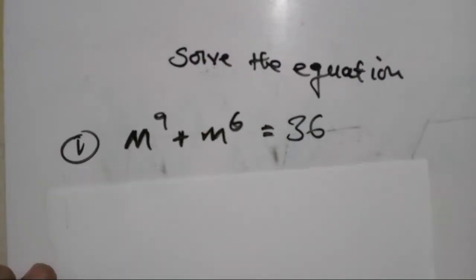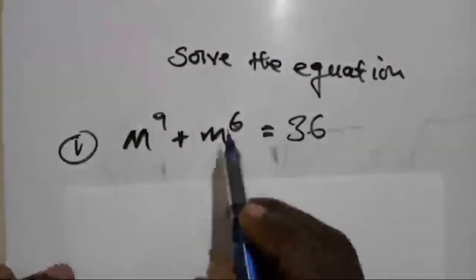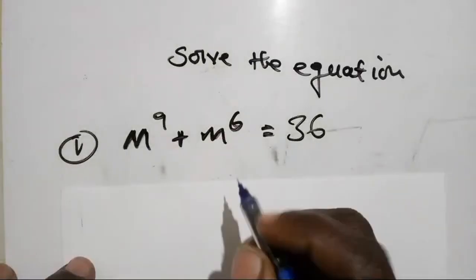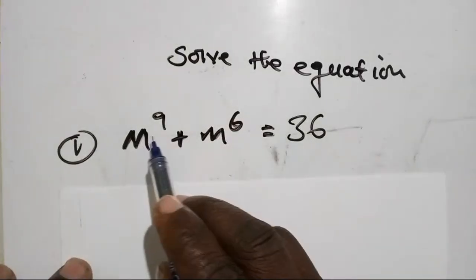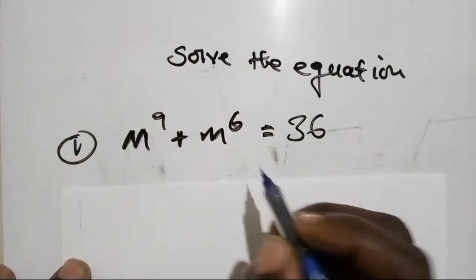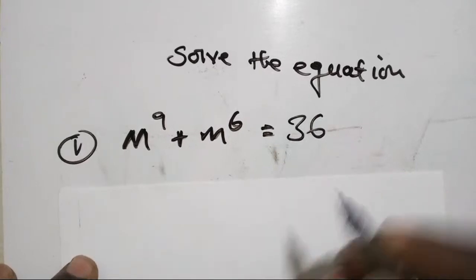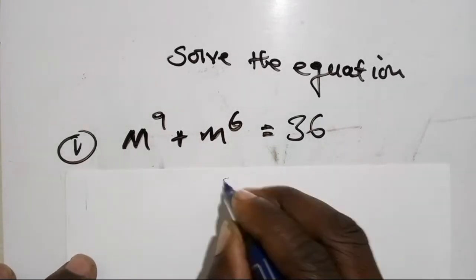Hello guys, welcome back. Today we are looking at another interesting exponential equation. We have m to the power 9 plus m to the power 6 equals 86. So now let's get started with the solution.